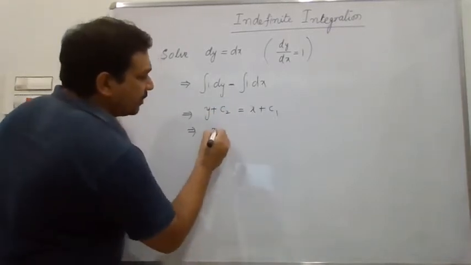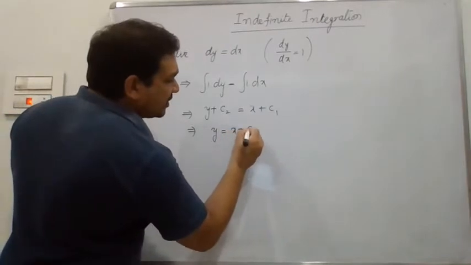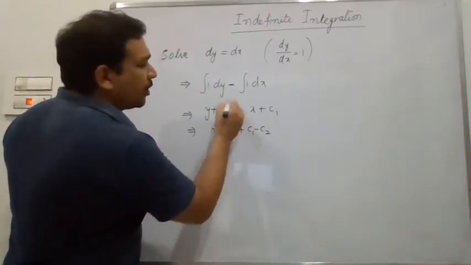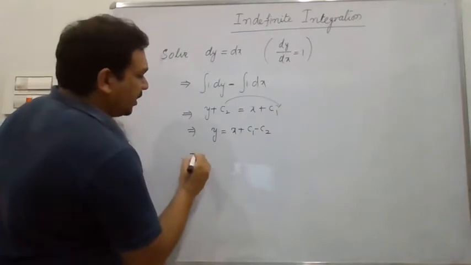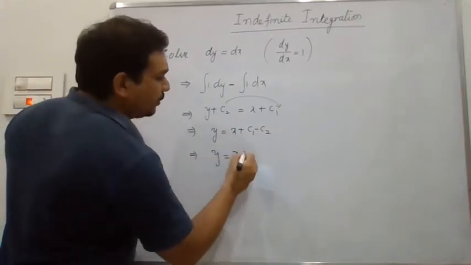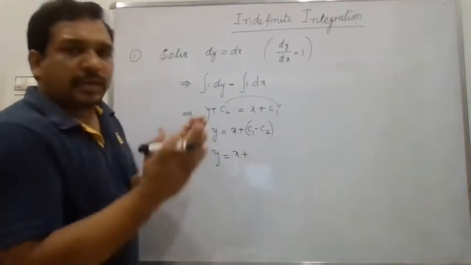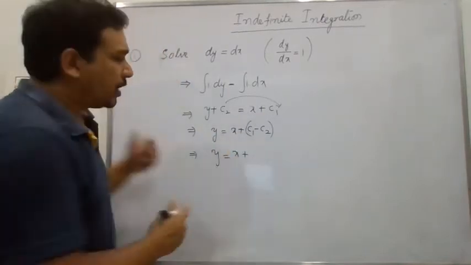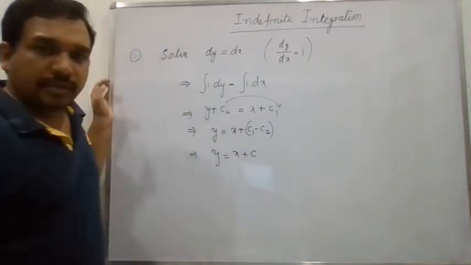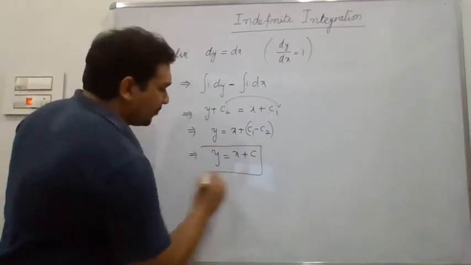Now we can write it as y is equal to x plus c1 minus c2. I just brought this c2 to the right side. Then c1 minus c2 together is also a constant. So instead of writing two constants, I can write a single constant. So y is equal to x plus c is the answer.